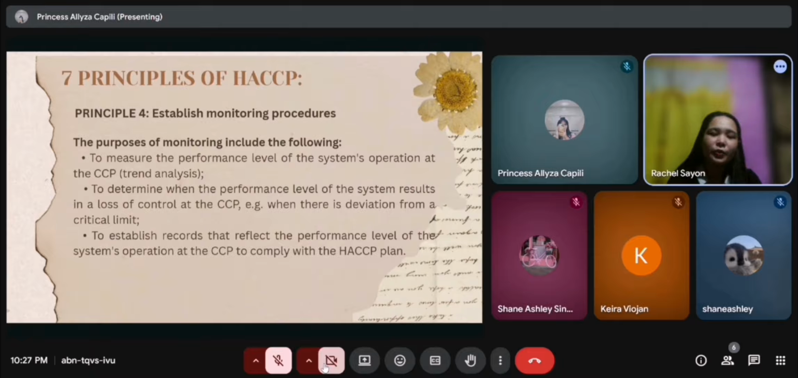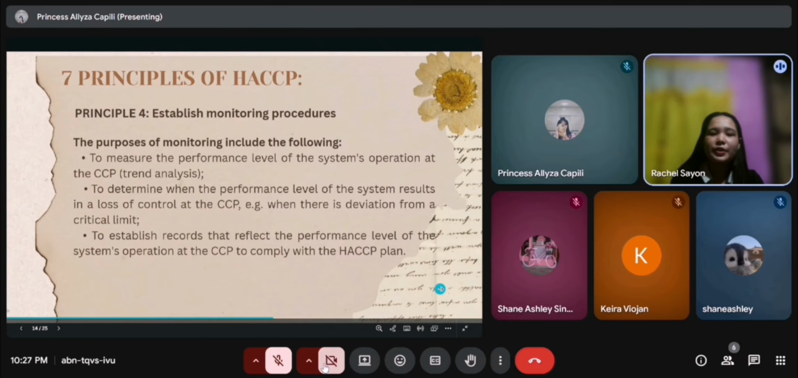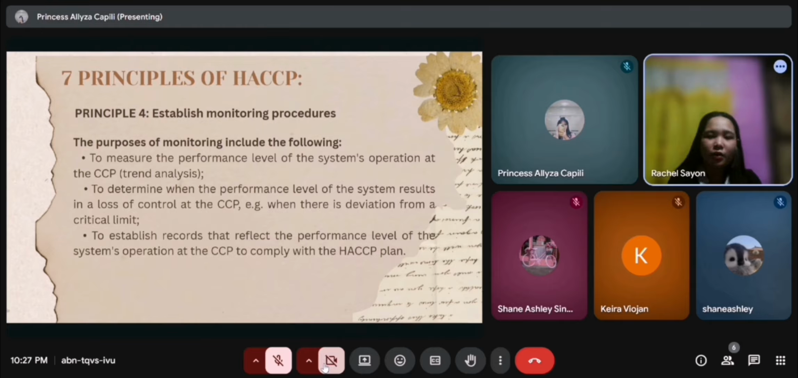For example, thermometers. Thermometers are used to monitor cooking, cooling, chilling, freezing, and storage temperatures to ensure food reaches or stays within critical limits. Clocks. Clocks or timers are used to ensure food is cooked, cooled, or held for the required durations as specified in the critical limits.